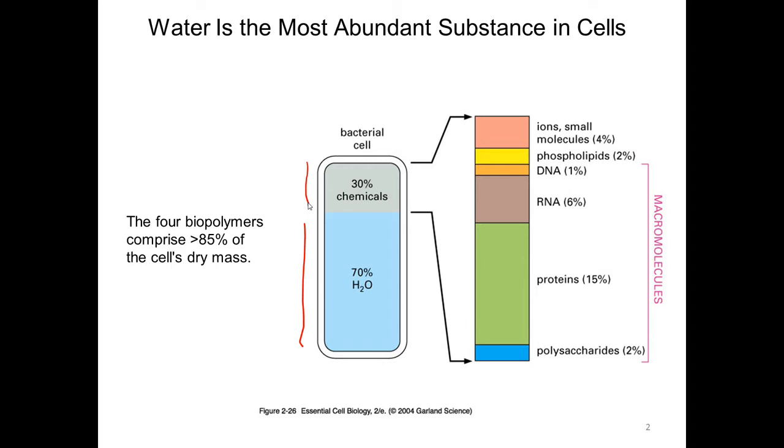Now, of that 30%, half of it, 15%, is made up of proteins. Nucleic acids, both DNA and RNA, 7%, are the next largest group. Phospholipids and polysaccharides, each at about 2%. Of course, these are average values, and different cell types will deviate. So these four biopolymers make up about 85% of the cell's dry mass, and it's these four that we will talk about mostly in the first third of the course.